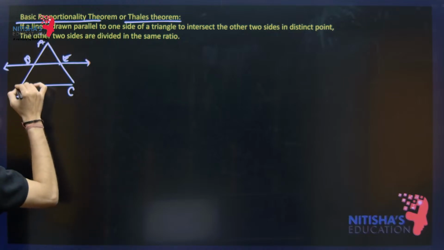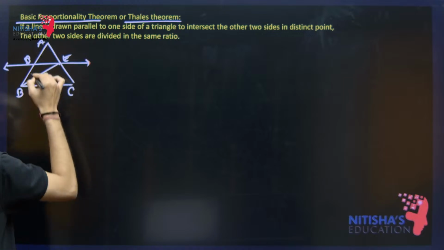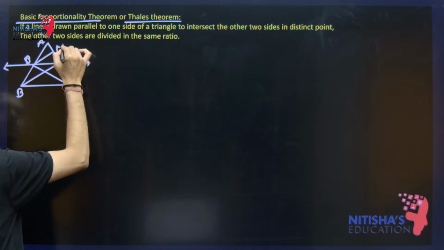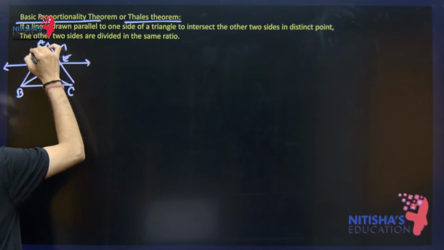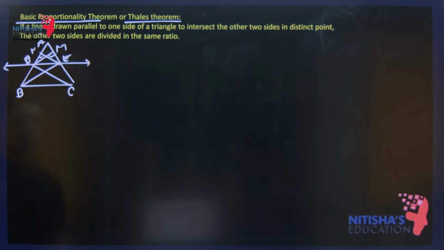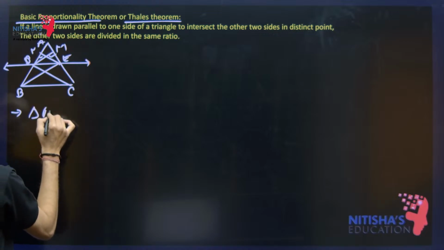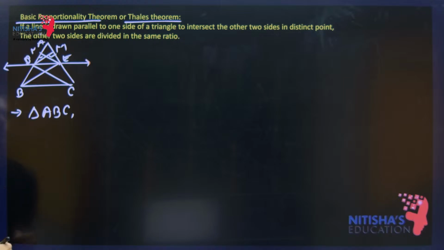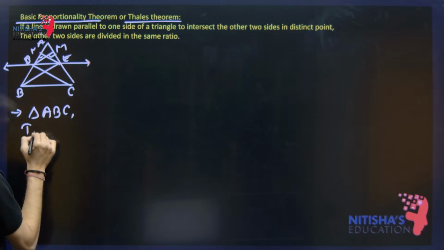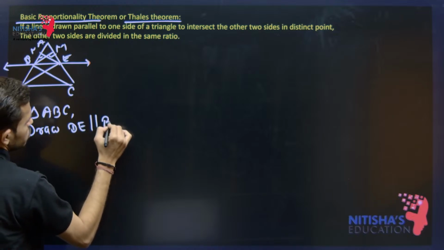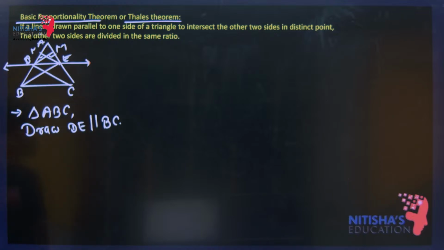What we need to do, just draw BE, draw CD, draw a perpendicular from D, which is M, draw a perpendicular from E, which is N. This is the small construction that we need to do. Now just write it down over here. In triangle ABC, draw DE which is parallel to BC, right?